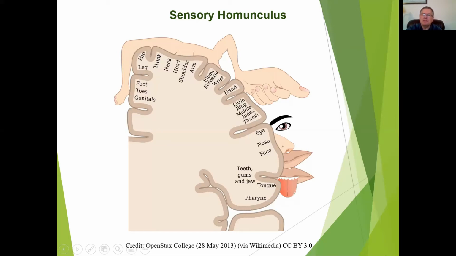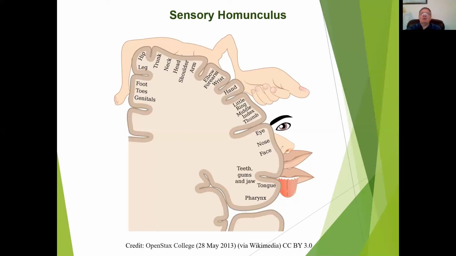Now the size of the body part is less important than the density of receptors in determining how much space is needed in the cortex. So basically, these proportions shown, the body parts correspond to the sensory discrimination. So the density of receptors is important. The greater the density, the more cortical tissue is needed.